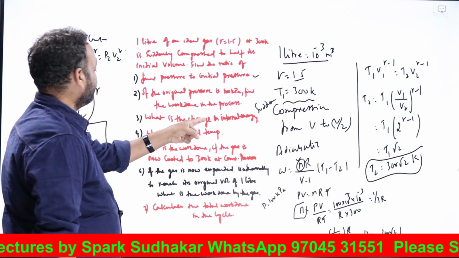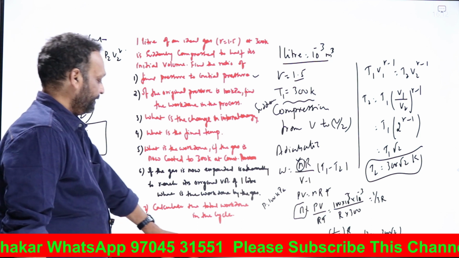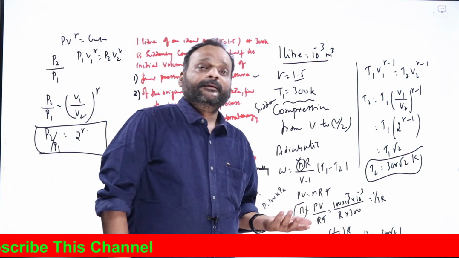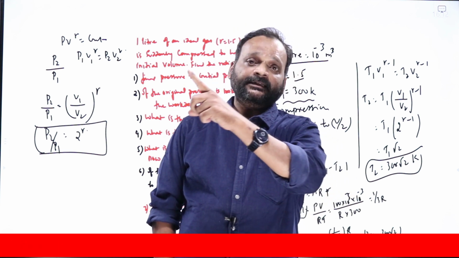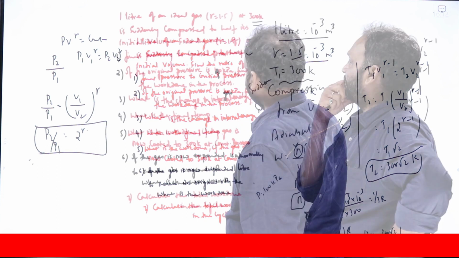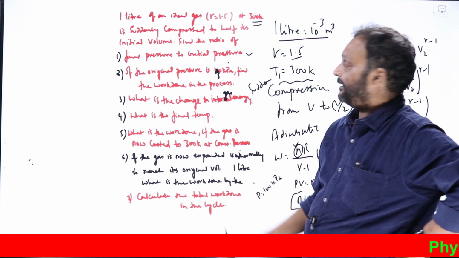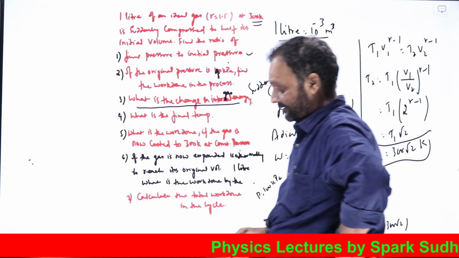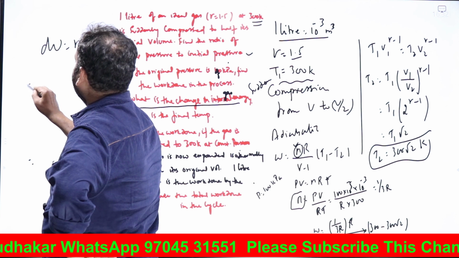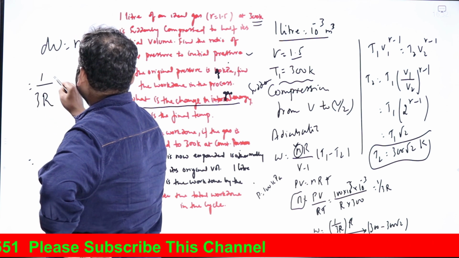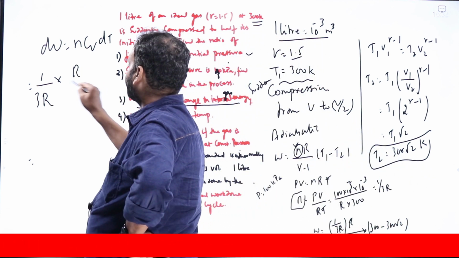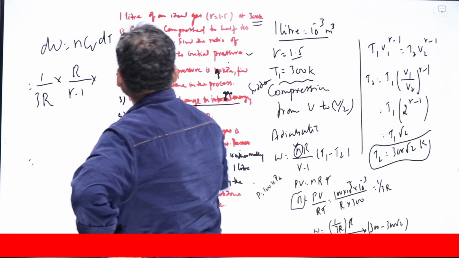What is the change in internal energy? Now, change in internal energy means again dU is asking. First law of thermodynamics says what? Delta Q equal to dU plus delta W. So we'll use that here. Change in internal energy formula is dU equal to n Cv dT. n is number of moles, just now we have derived 1 by 3R. Cv general formula is R by gamma minus 1, into changing temperature.